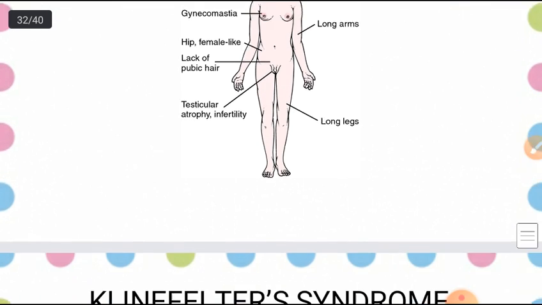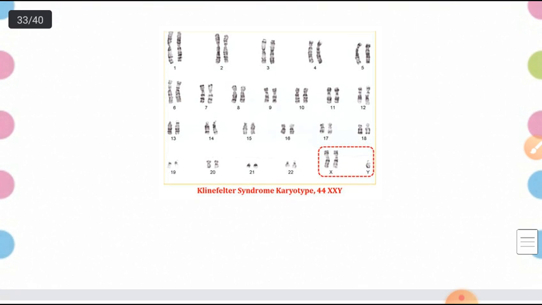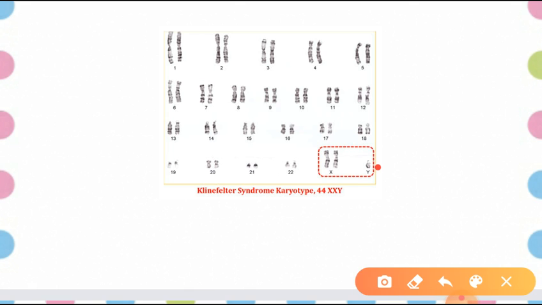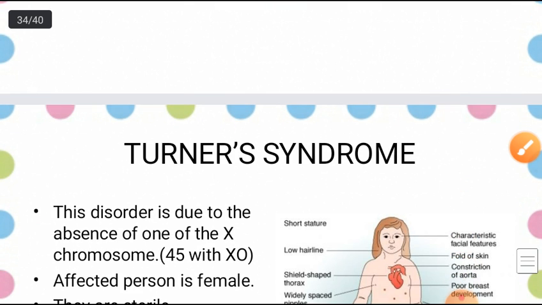So here you can see the karyotype of a person. Normally they will have XX for female, XY for male. But here double X and one Y chromosome is also seen. This is the karyotype of Klinefelter's syndrome.